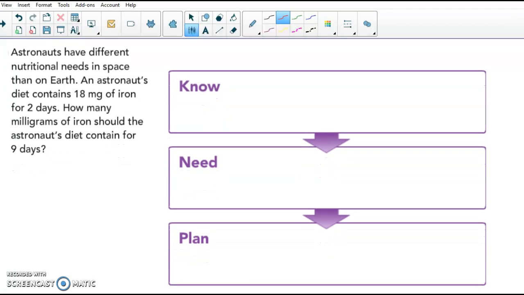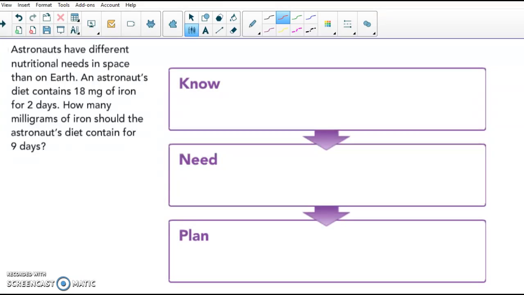All right, for example 3, astronauts have different nutritional needs in space than on Earth. An astronaut's diet contains 18 milligrams of iron for 2 days. How many milligrams of iron should the astronaut's diet contain for 9 days? So what we know is he gets 18 milligrams of iron every 2 days. But what we need to know is how much he gets per 9 days.